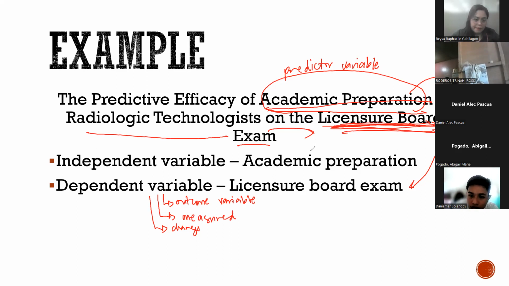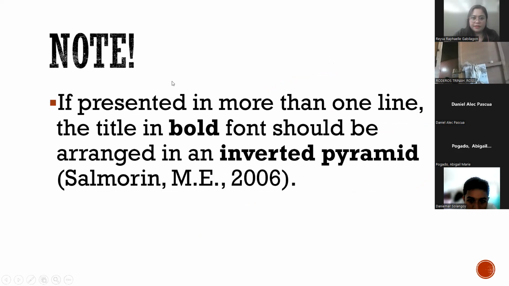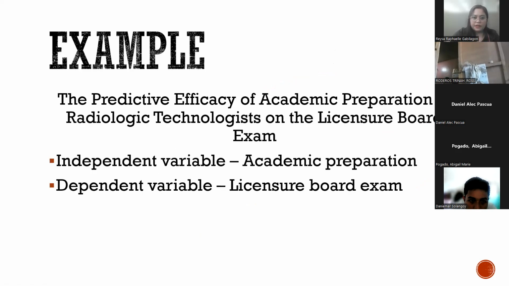So both of them should be seen in the title. Again, the ideal title should include both the independent and the dependent variables. Okay? Questions? Do you want to clarify something? Or let me give you another example.